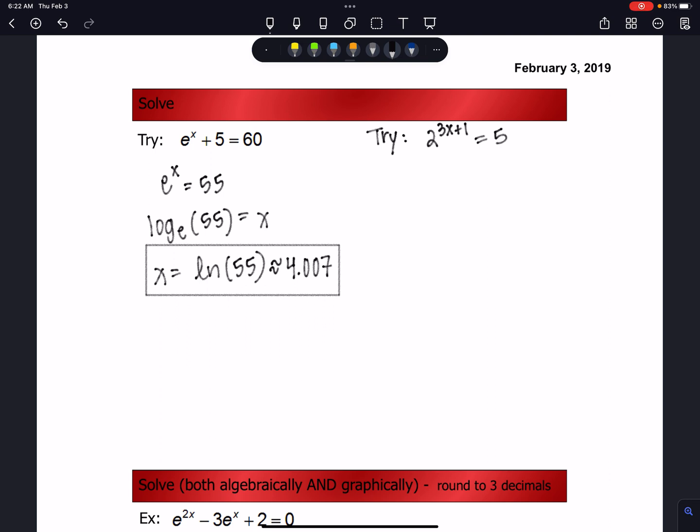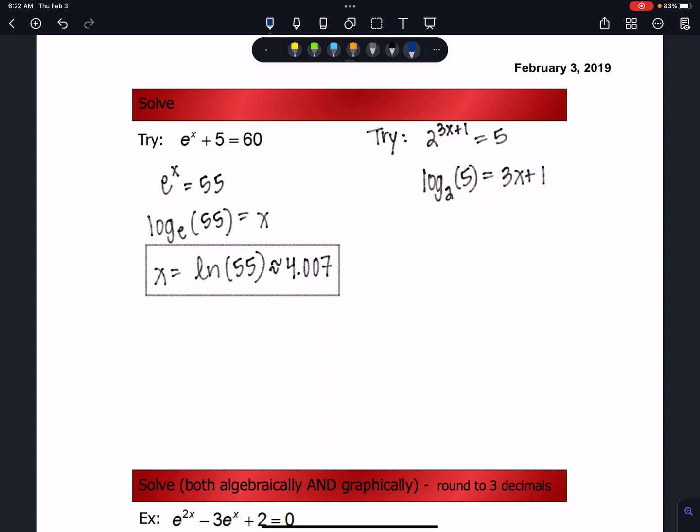Okay, welcome back. I started by writing log base 2 of 5 equals 3x plus 1. Log base 2 of 5 is just a value between 2 and 3, a little bit closer to 2. So this is just a decimal, 2 point something, 2.2-ish. So now we're back at algebra 1. We've got something like 2.2 equals 3x plus 1.